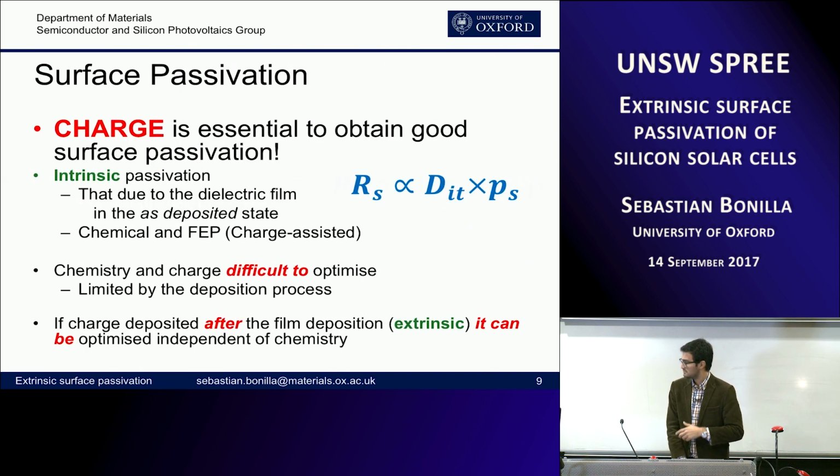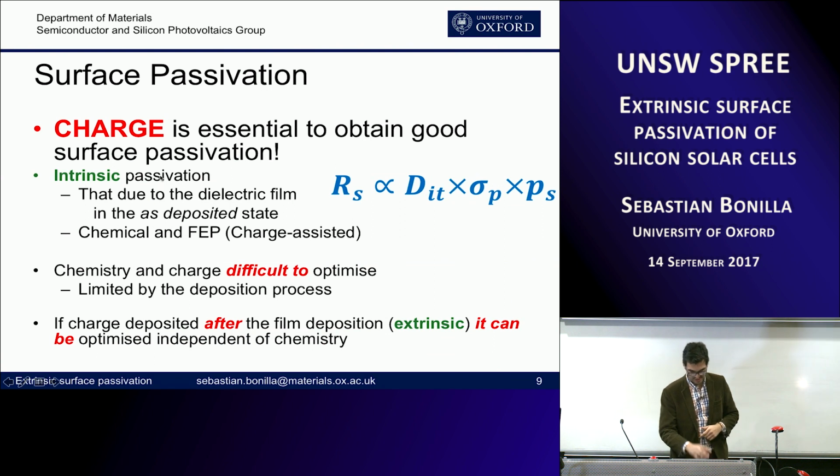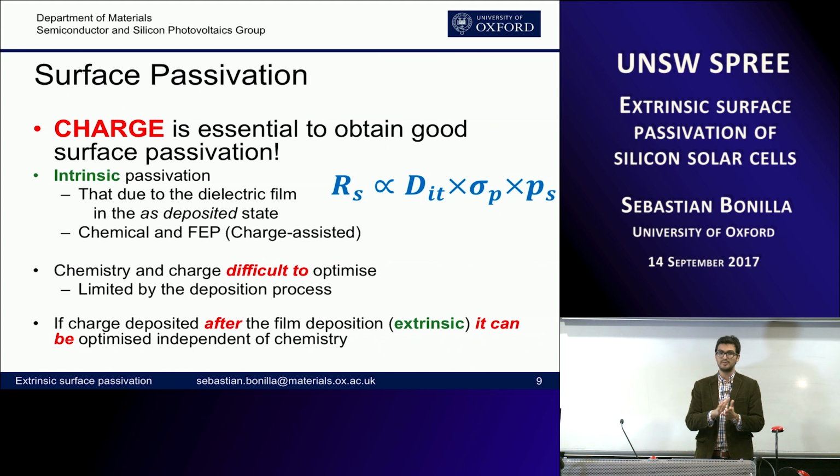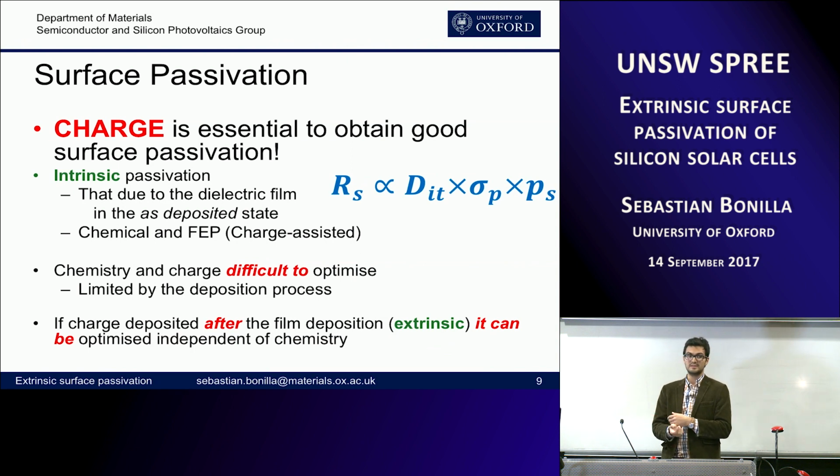So here's basically what I've just said. Charge is actually very, very important for the surface passivation. In terms of intrinsic passivation, the gain only after we deposit our dielectric coating is somewhat limited, because whenever you grow or deposit a passivation coating, you have to optimize both components, the chemical and the field effect. And if that dielectric coating also works as an anti-reflection coating, then the optical properties of the dielectric also have to be taken into account in a single process.